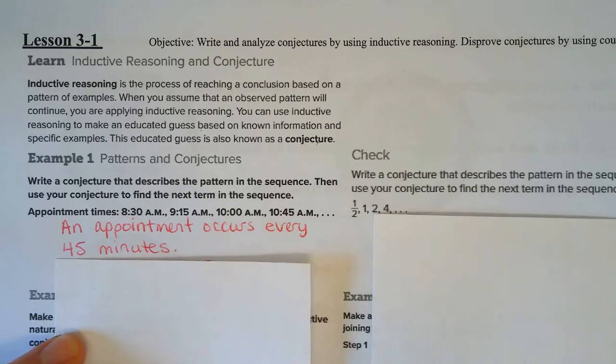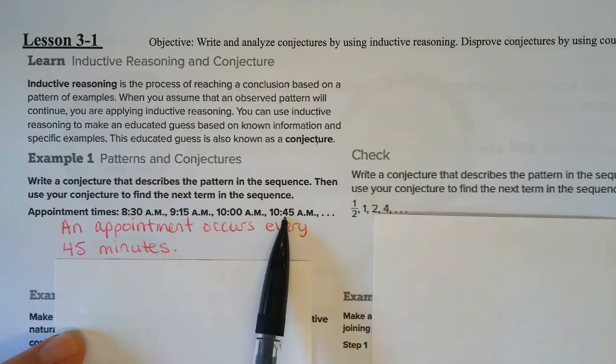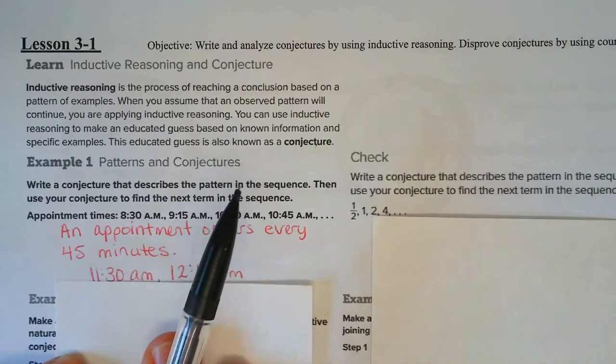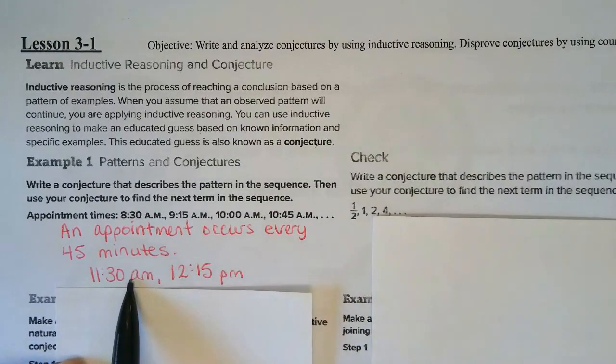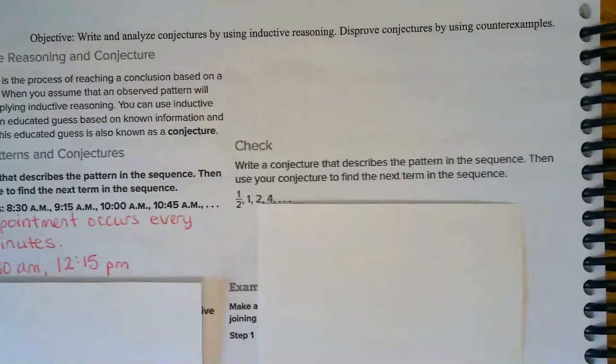So that is my conjecture. With that being said, I can use that conjecture to find the next term. So if I add 45 minutes to 10:45, that puts me at 11:30 a.m. Pause the video and try the check question.